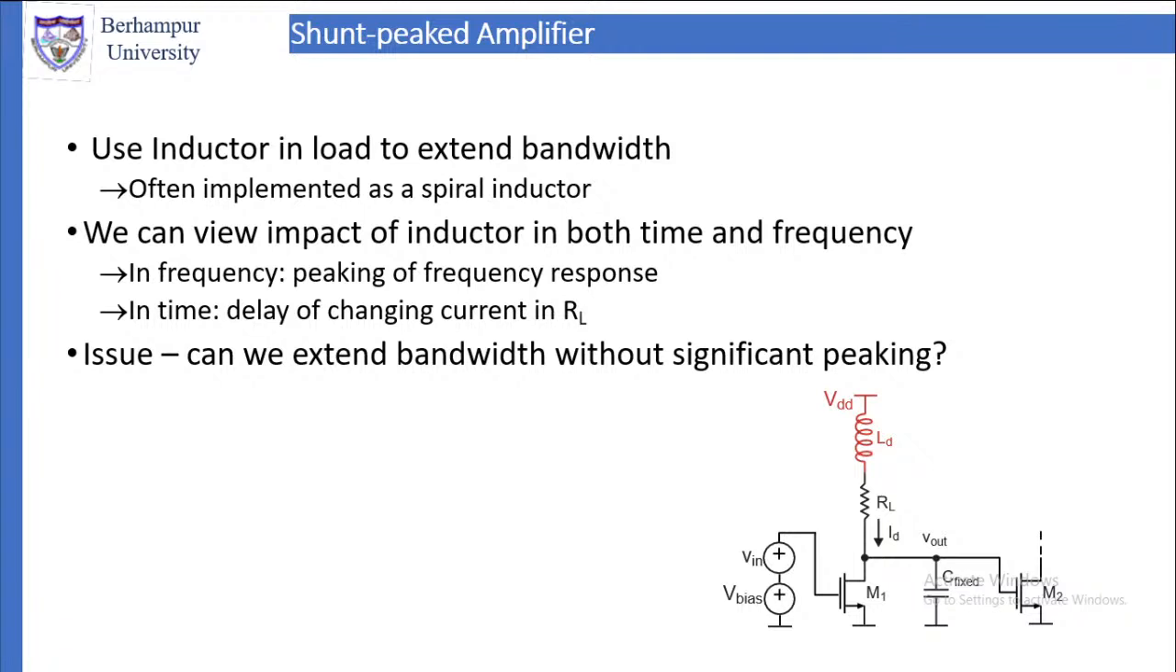The issue is using the inductor, the shunt amplifier, if you use it. Is it possible to extend the bandwidth without significant peaking, by keeping the gain constant? The gain should not peak with frequency. Is that possible? Let us see.